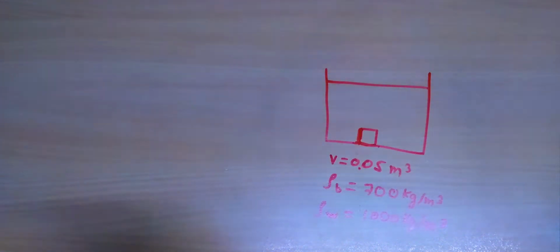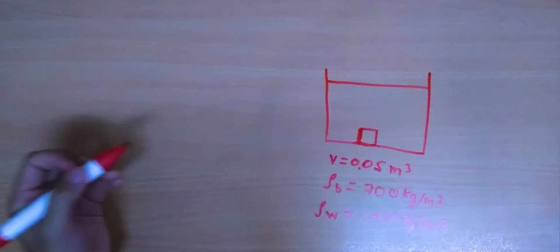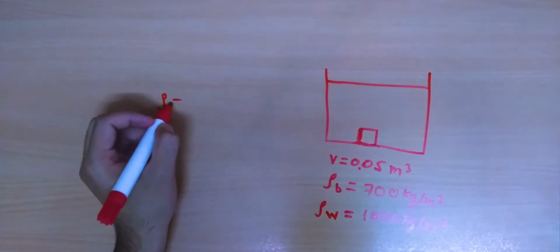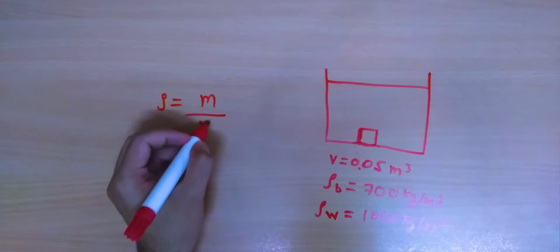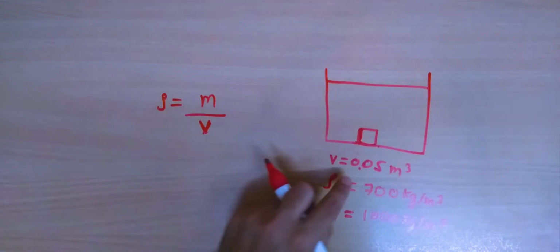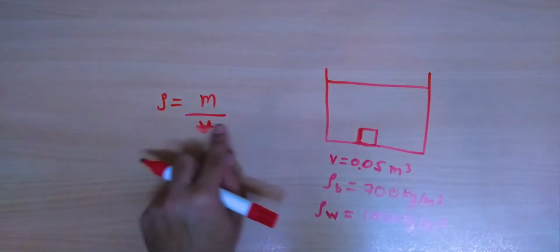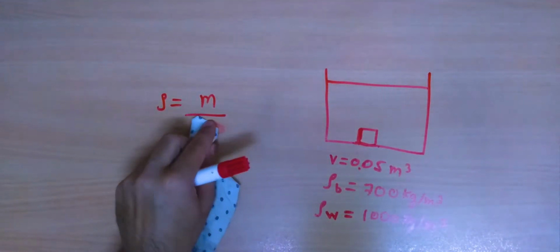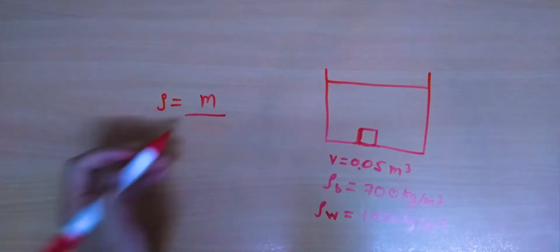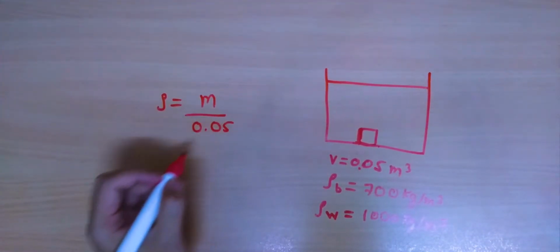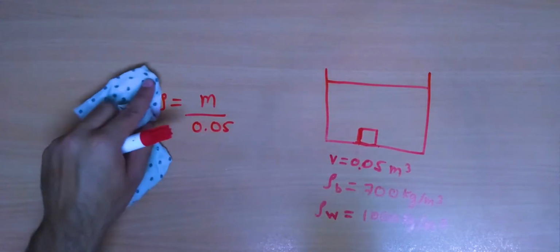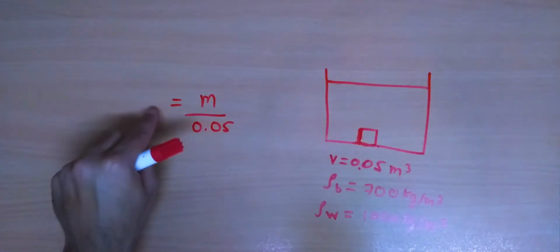Now what is the weight of water displaced? First of all, what is the mass of water displaced? Well, we know that density equals mass per unit volume. I know that the volume of water displaced is 0.05, so I can put that in place of my volume, and I get m upon 0.05. I also know the density of water. Because I'm finding the mass of water, I'll put in the density of water.